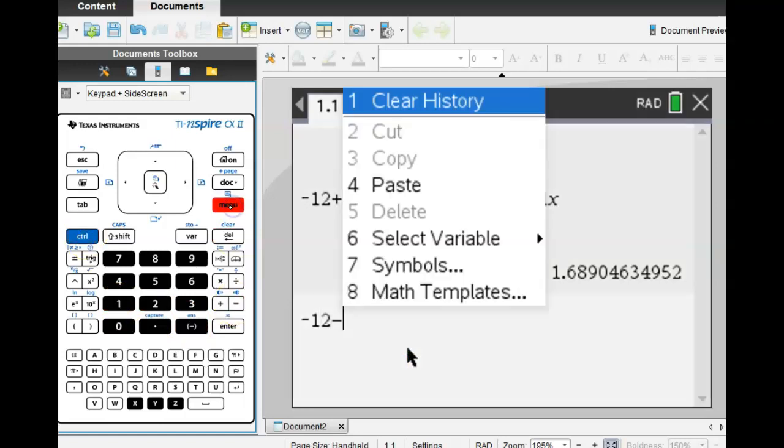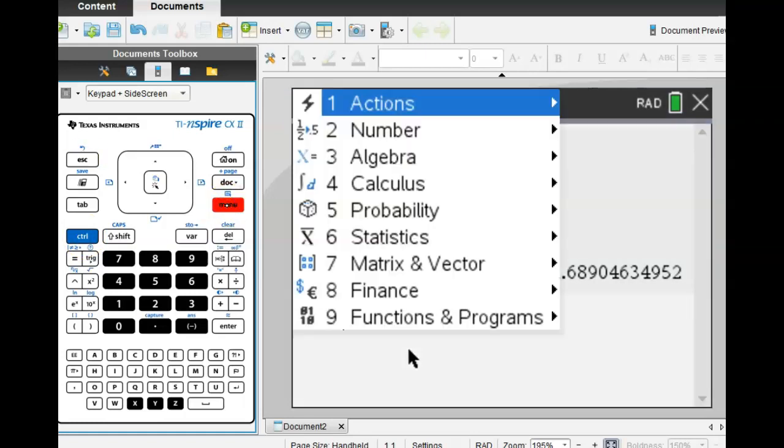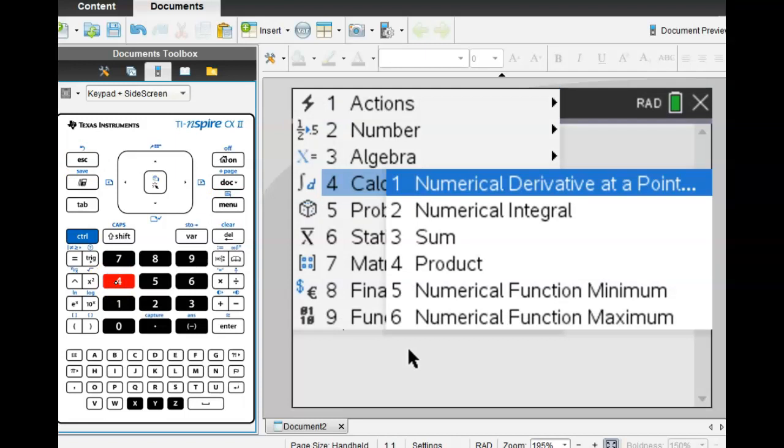Minus. I don't want control. How do I undo control? Oh my gosh. Go back. Escape, escape. Okay.